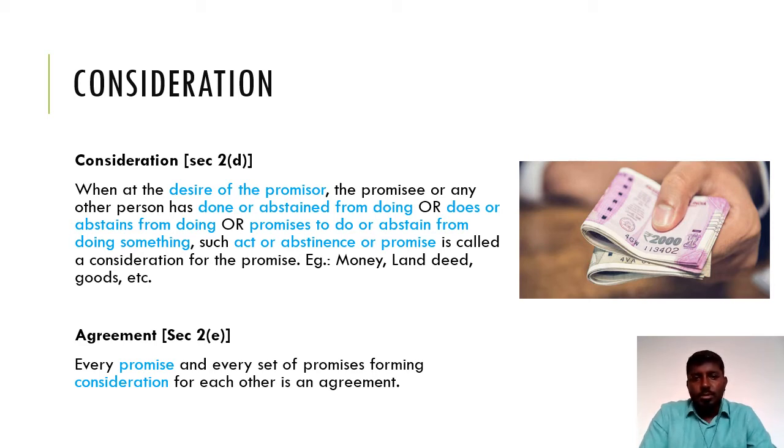For example, we can take money as a consideration. We can take land, a deed of land as a consideration, or title of the goods or title of the land as consideration. Again, when this consideration combines with promise, according to section 2 subsection E of the Indian Contract Act 1872, every promise and every set of promises forming consideration for each other is an agreement.